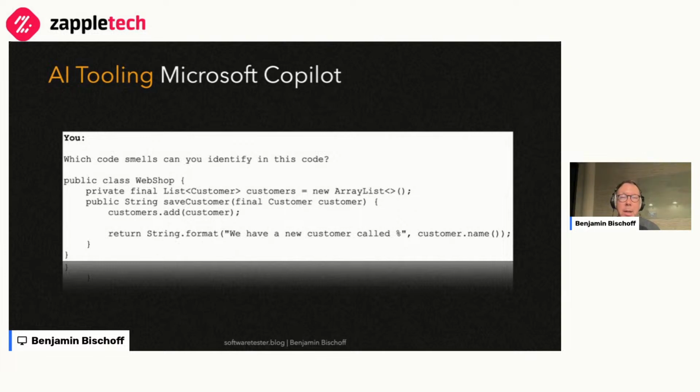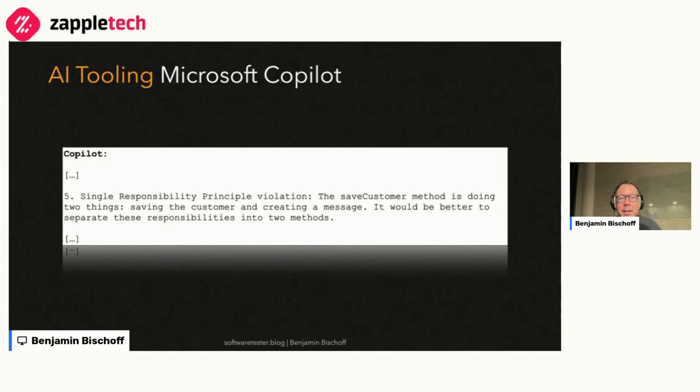So that's all right. But what I want to show you is this part of the answer, the 5th bullet point, single responsibility principle violation. The save customer method is doing 2 things, saving the customer and creating a message. It would be better to separate these responsibilities into 2 methods. Bingo. It actually pinpointed the long method code smell. It didn't really say what it was, but it directly gave a hint of what could be better about that method. And this is the power of these AI tools, that you can just talk to it like a fellow developer, and together you can just figure out a good solution.